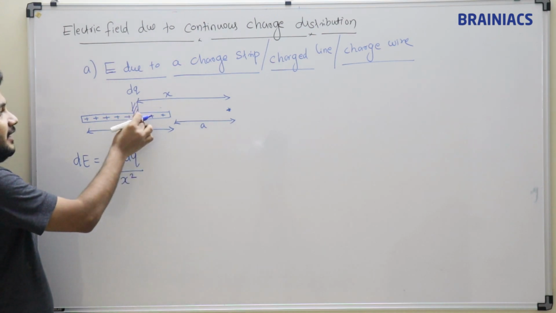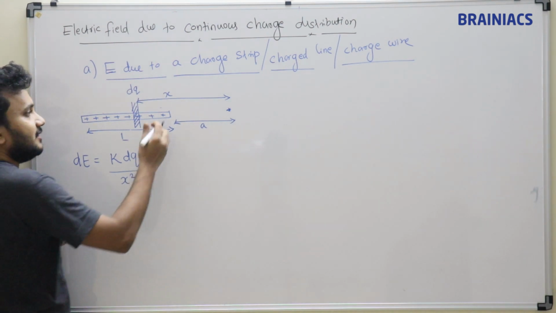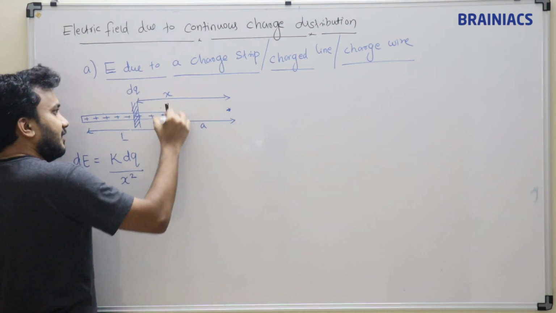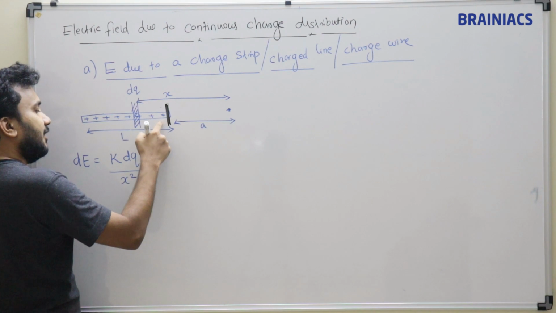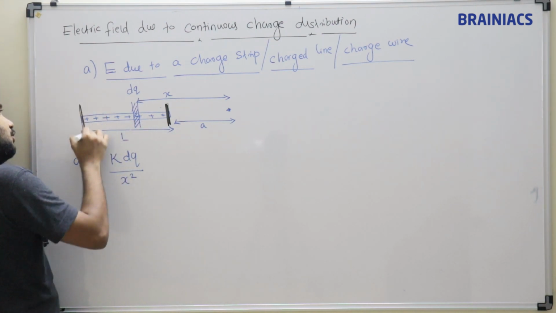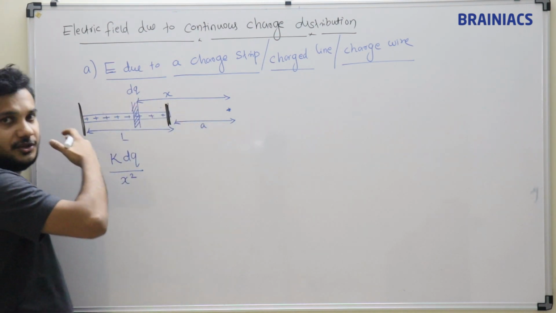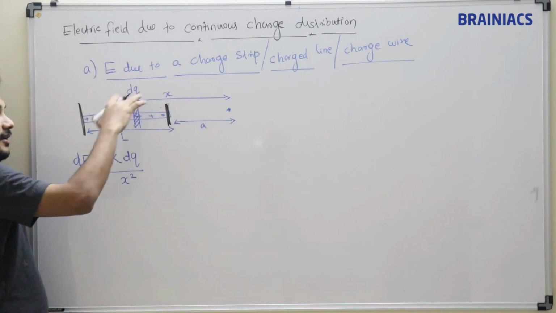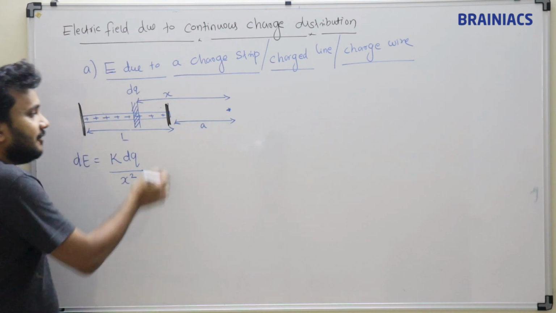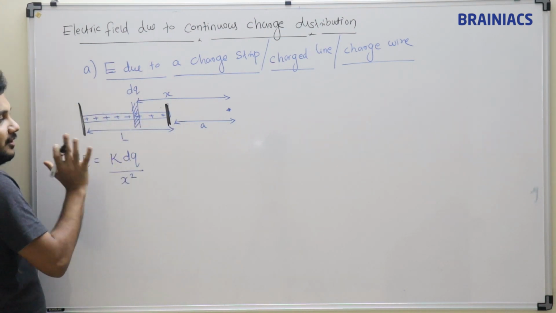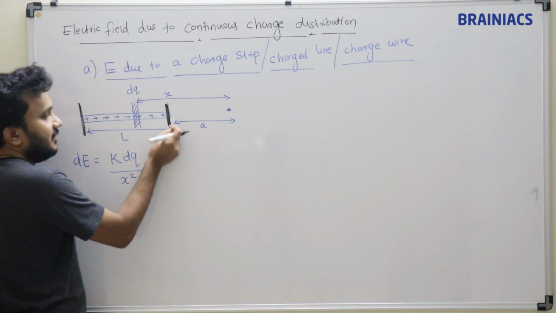Now, the dq varies or changes from where to where? I can consider a dq at this point, I can consider a dq at this point on this black line. Similarly, I can have many dq's in between, and the last dq will be at this point. If I add all the dq's, I will get q. If I add all the electric fields created by every dq, which means adding dE from here to here, then I will get the total electric field. So this is the starting point, this is the ending point.